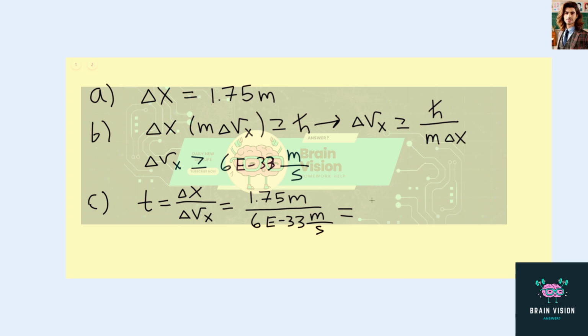So specifically, we're going to have something close to, not 6, something close to 9 times 10 to the 24 years.